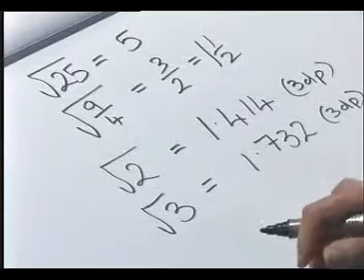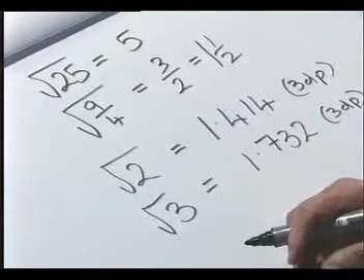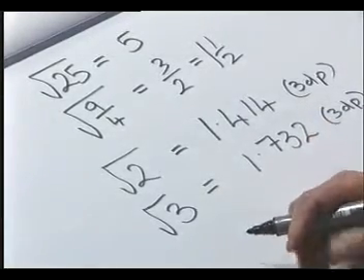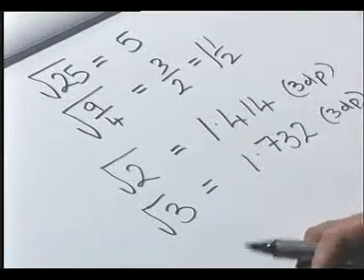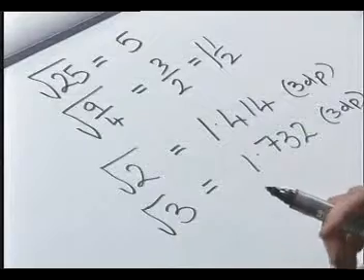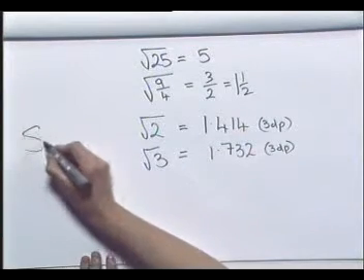Now, because they cannot be evaluated as whole numbers and fractions, and these are irrational numbers, they're very special, and we call them surds.